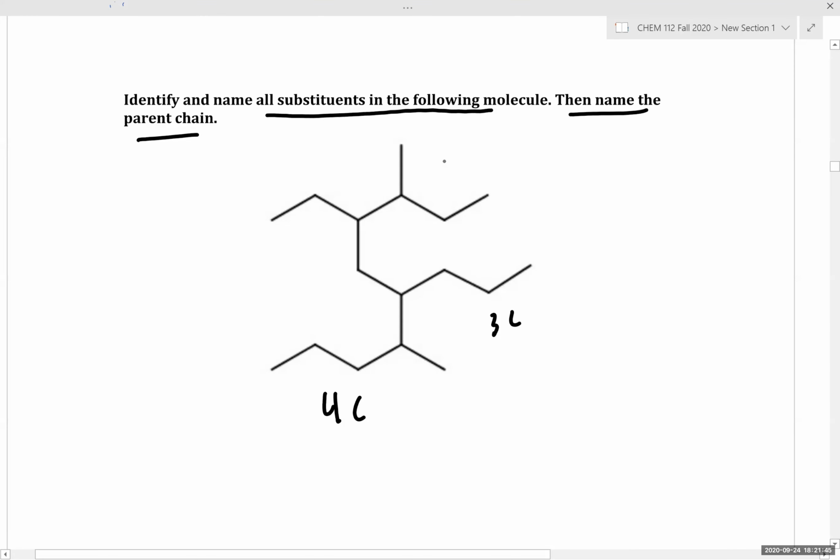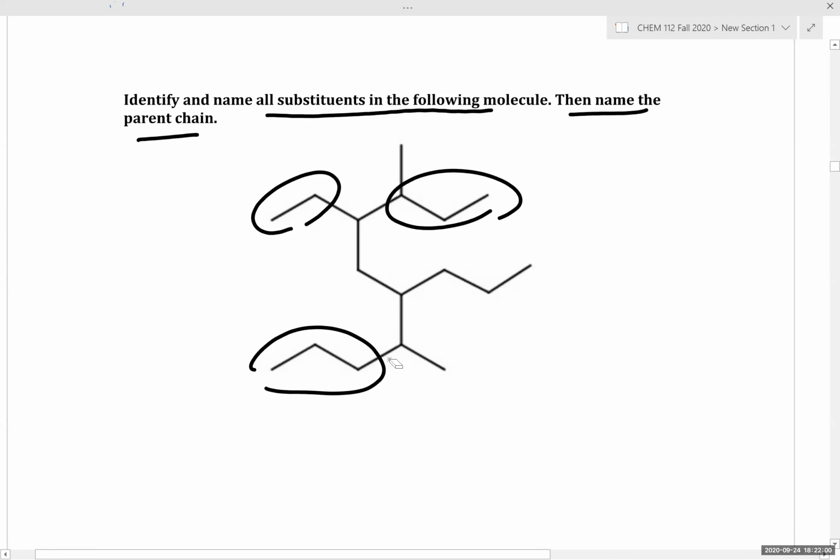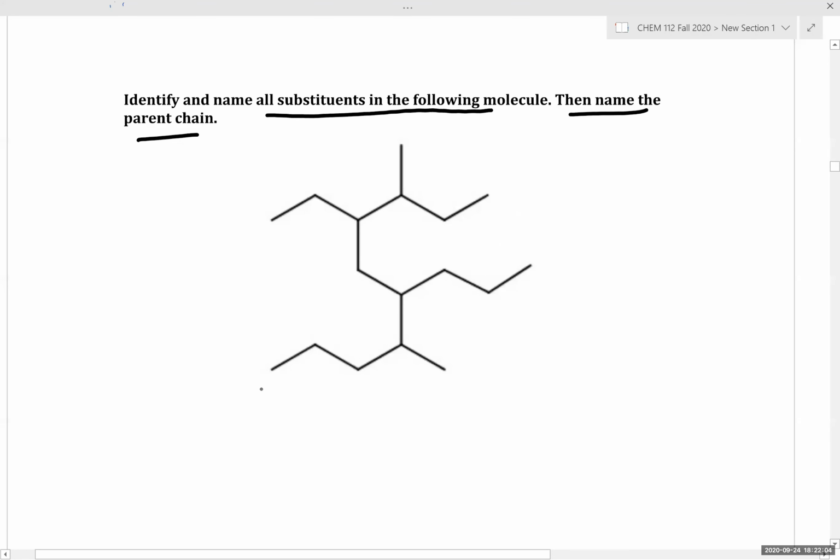No, from our counting, all of these would be considered 3. 3, 3, 3, 2, 1. So I can pick any of these to start with. I generally pick the longest chain at the end to start counting from. So I'll count from the bottom just arbitrarily, and at each juncture, I pick the longest chain.